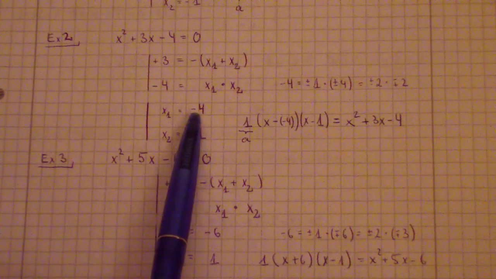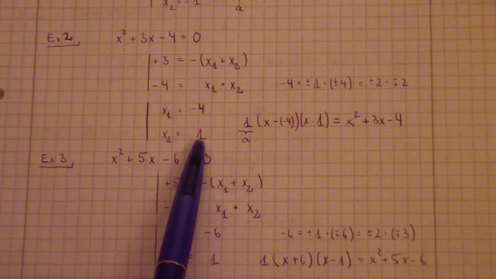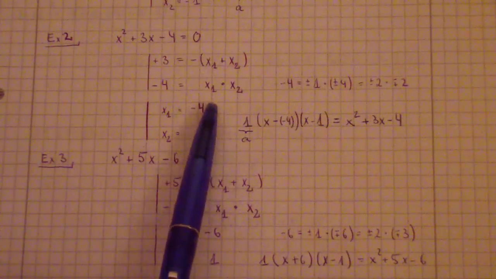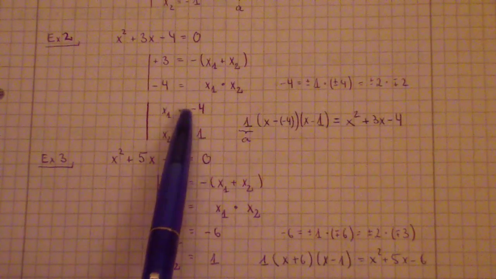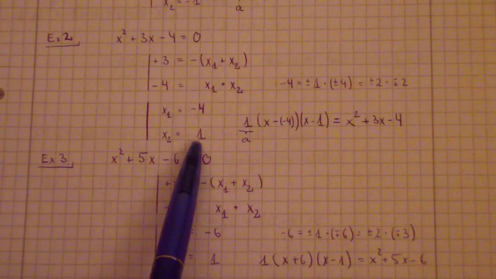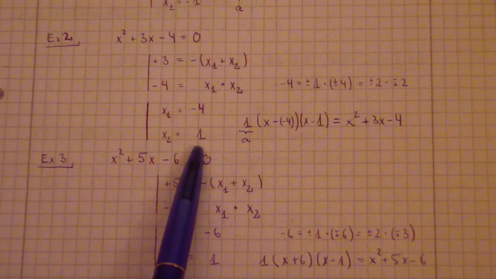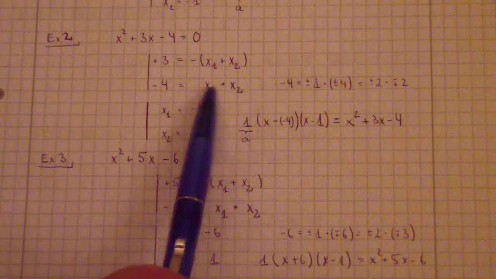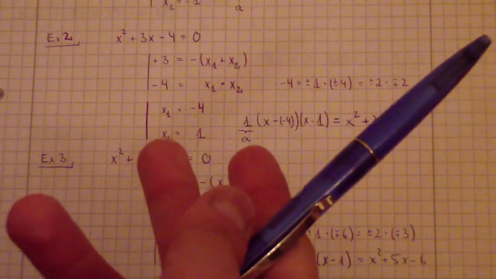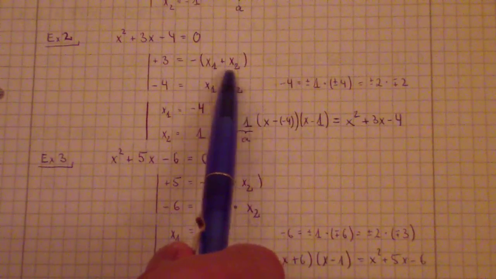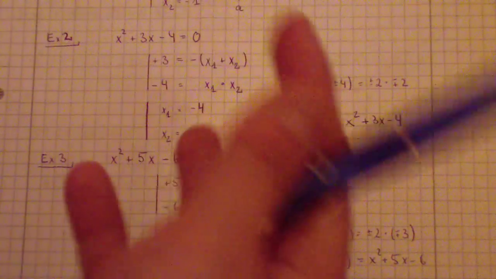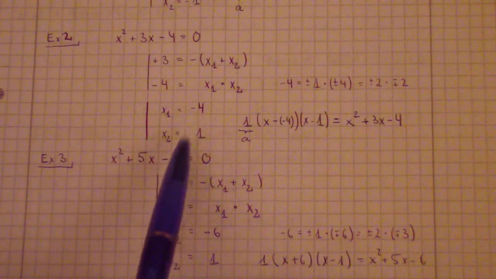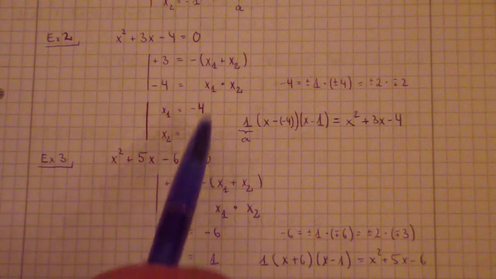It's x1 equals minus 4 and x2 equals 1. Very important. Sometimes my pupils ask, why isn't it x1 equals 1 and x2 equals minus 4? It doesn't matter how you call this, because it's a symmetric equation. So you could switch positions of x1 and x2, and you would get the same results. It doesn't matter how you call your solution, it's only important that you have the right solution.